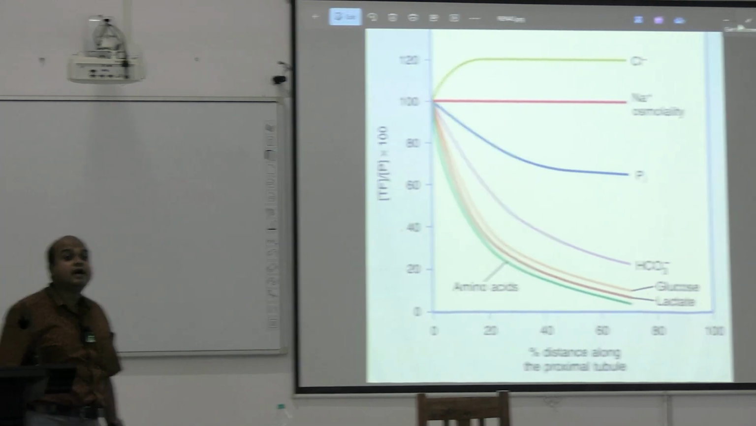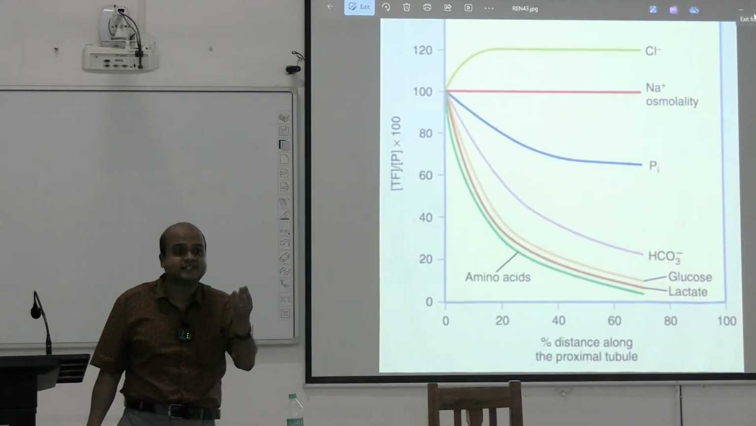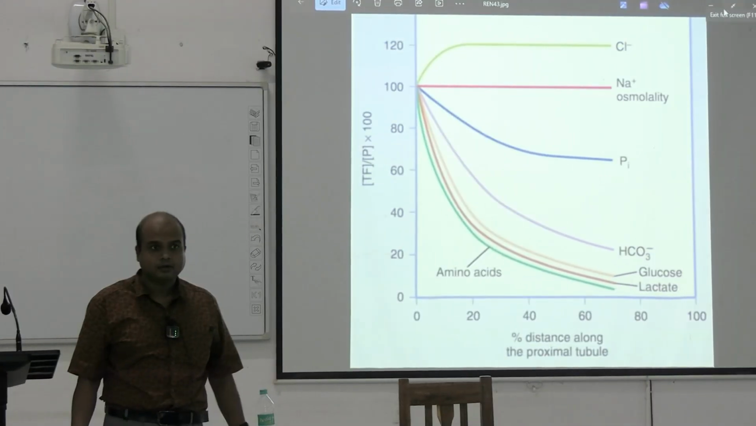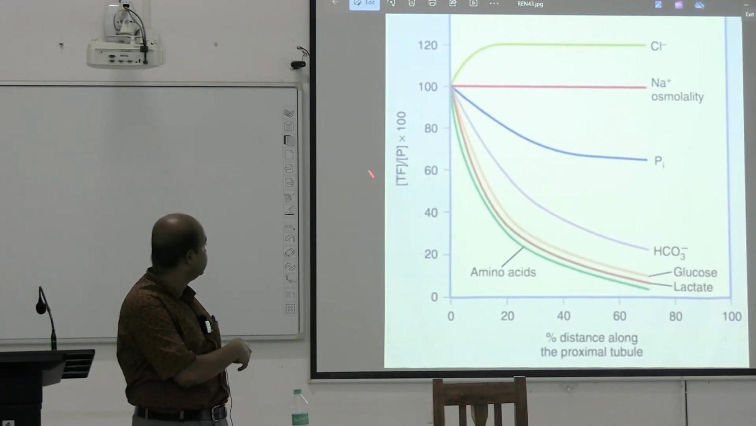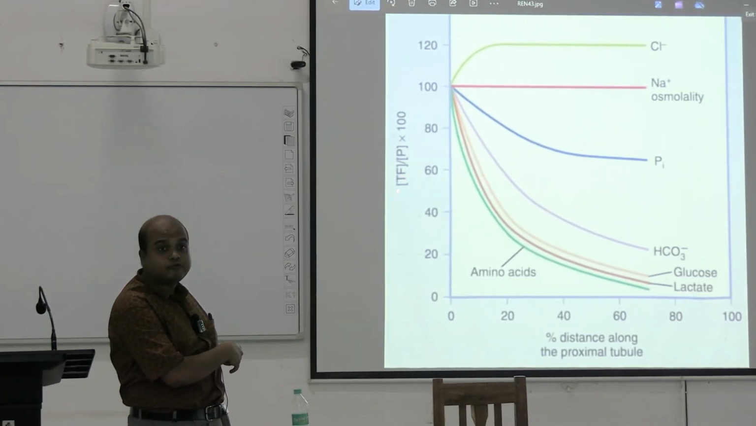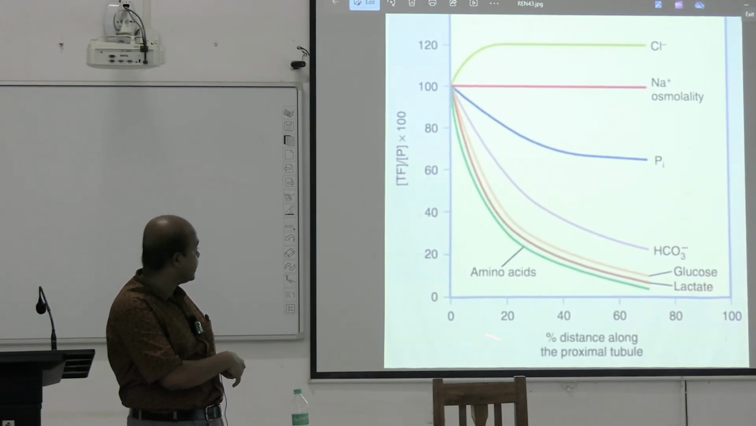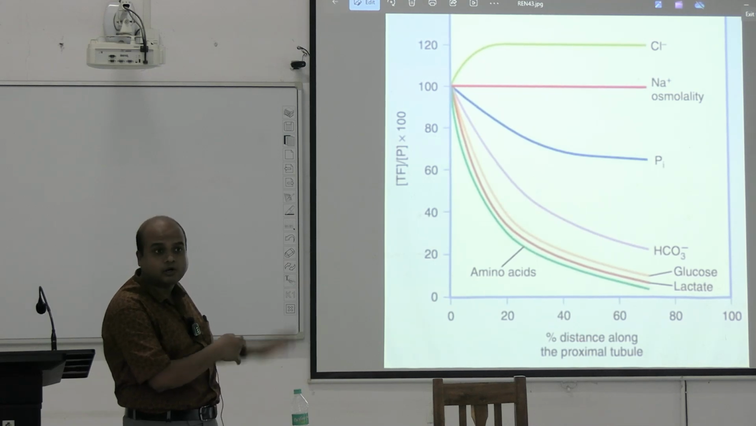What is not reabsorbed much in the first part, with very little reabsorption, is chloride. So what is this depicting? This is the tubular fluid concentration, shown against the distance along the proximal tubule.